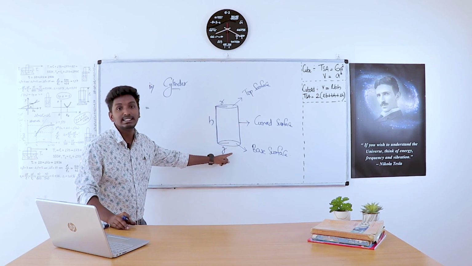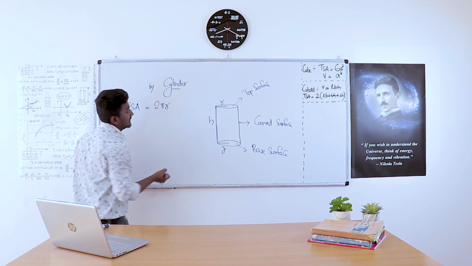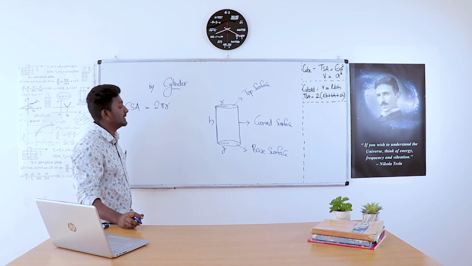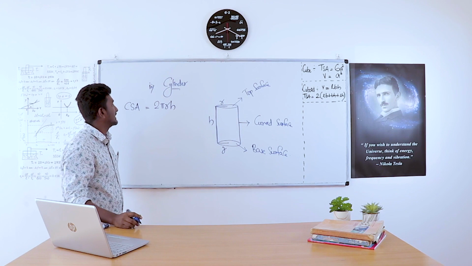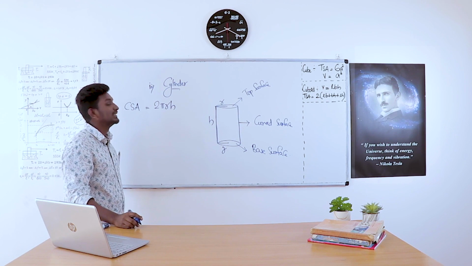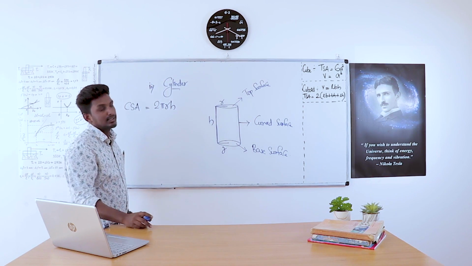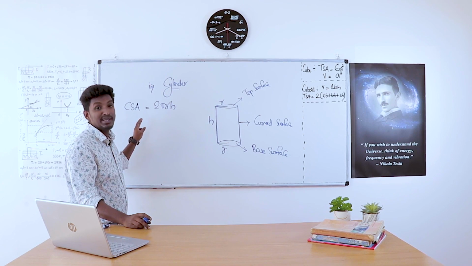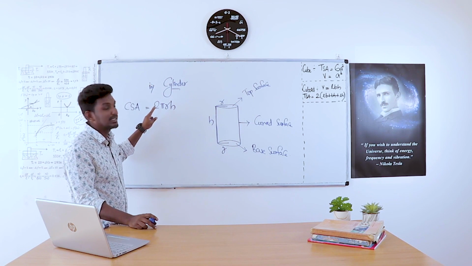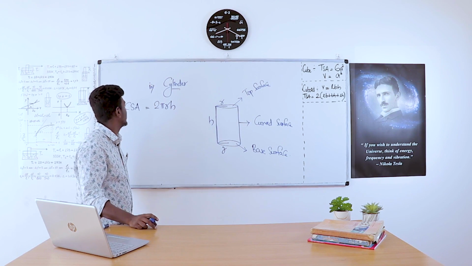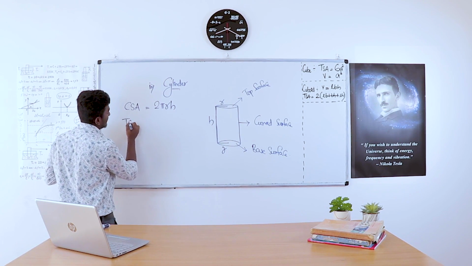Here the base is in the shape of a circle, so the base perimeter is 2 pi r and the height is h. So we can say that it is 2 pi rh. So the curved surface area is equal to 2 pi r h. Now, we need to find the total surface area.